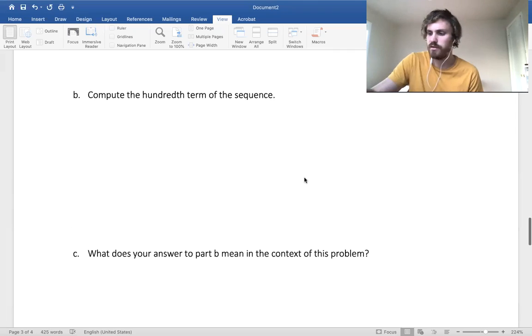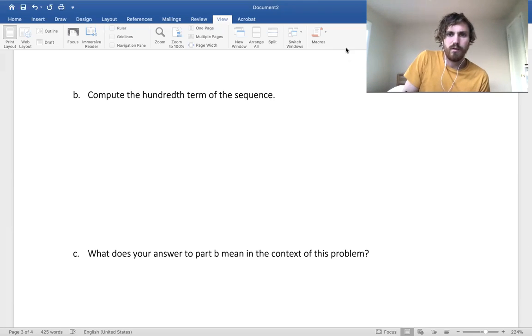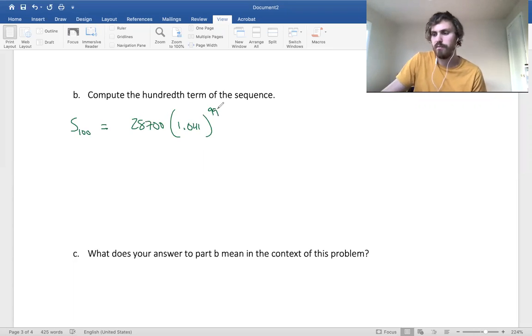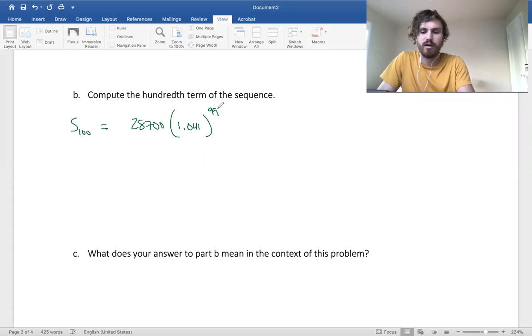Compute the 100th term of the sequence. Oh boy, well the 100th term of the sequence would simply be S sub 100 is equal to 28,700 times 1.041, all raised to the 99th power, because it's 100 minus 1. So 1.041, let's see if I can raise this to the 99th.